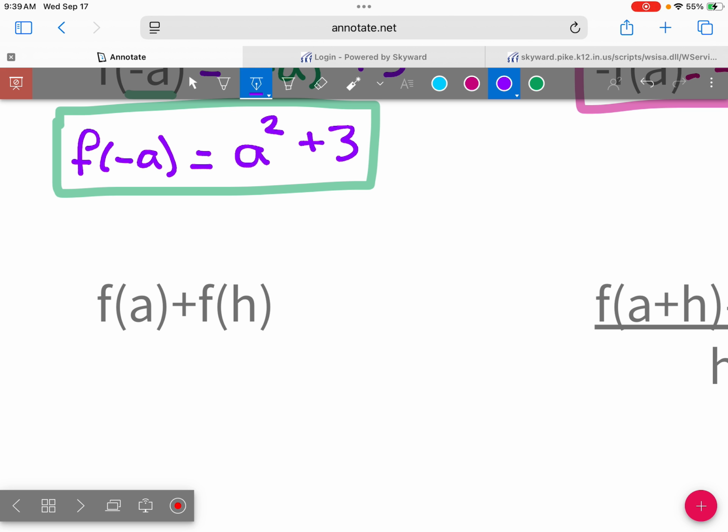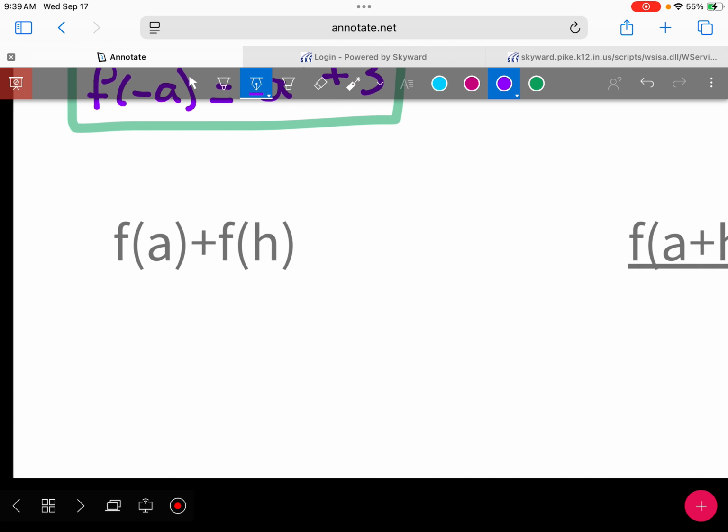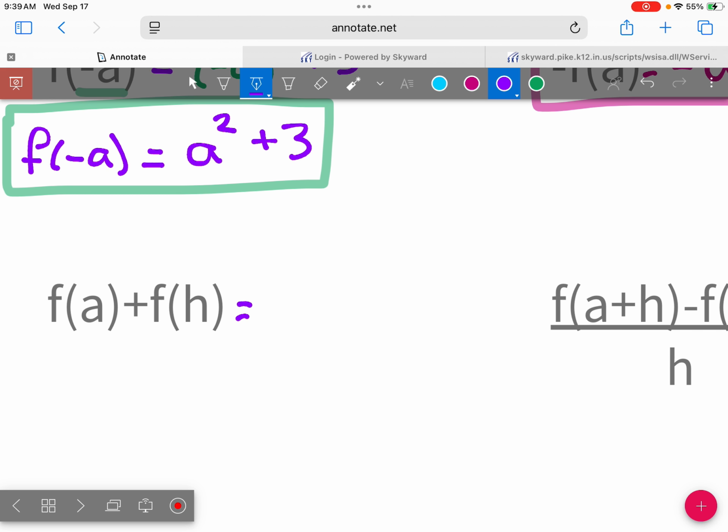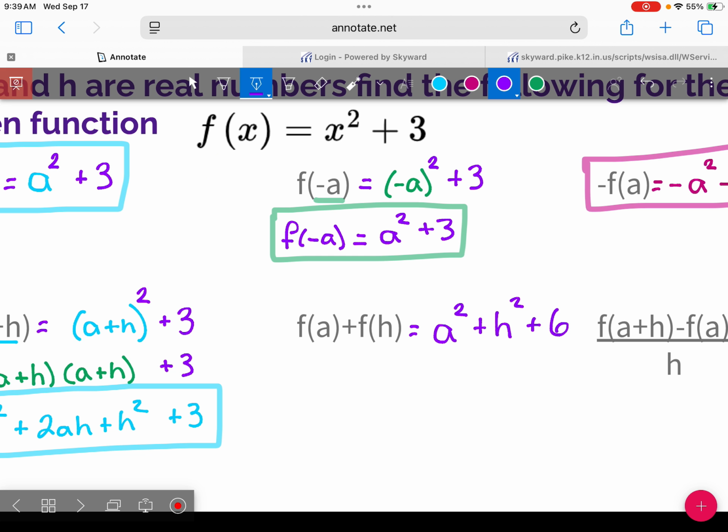f of a plus f of h. Do that one, see if we can simplify that one. What do we get for our f of a plus f of h? Yep, we should get a squared plus h squared plus 6, because we're taking this with our a squared and this with our h squared. So that's exactly right: a squared plus h squared plus 6.